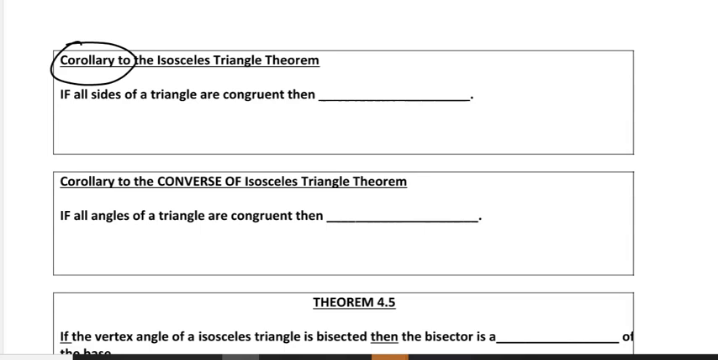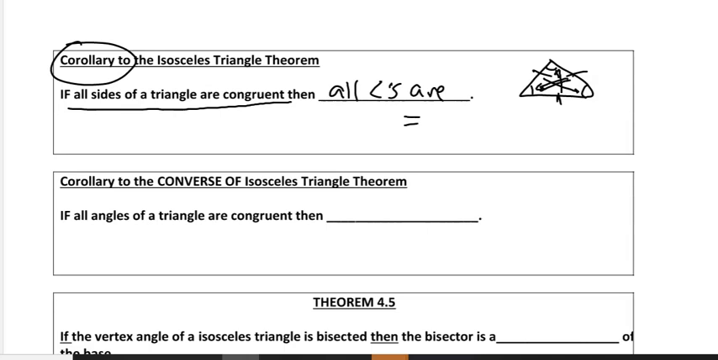Well, this says if all sides of a triangle are congruent, then what do we know? Let's look at it. Say that is congruent to that, therefore we know those angles are congruent, but it's saying all sides. So now if these are congruent, we know these angles are congruent. So what we end up getting is if all sides of a triangle are congruent, then all angles are congruent. And the converse of that corollary says if all the angles of a triangle are congruent, then all sides are congruent.